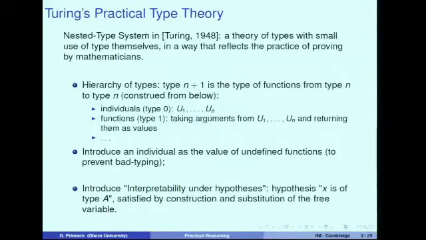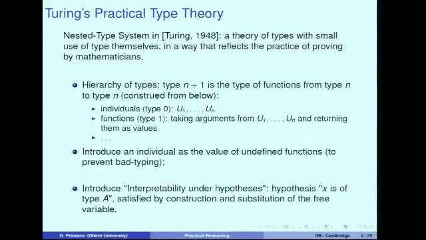So this type system is construed from below. It starts from individuals, objects of type 0, and then it constructs functions on top of that as objects of type 1, taking arguments from type 0 to arguments of type 0, and so on. So this is clearly something that, looking at the intuitionistic foundation, is at least reminiscent of what will happen later.